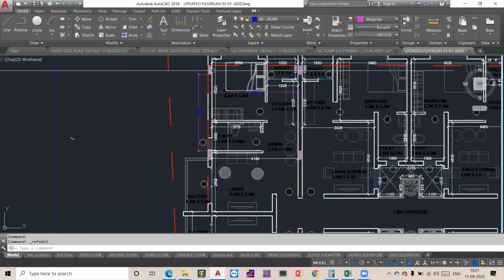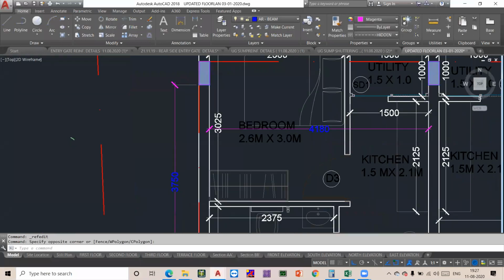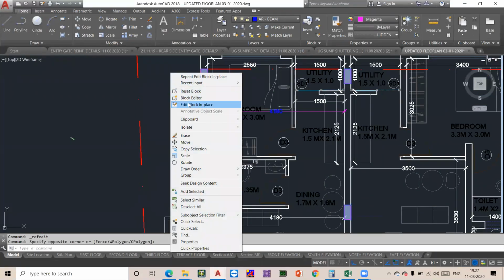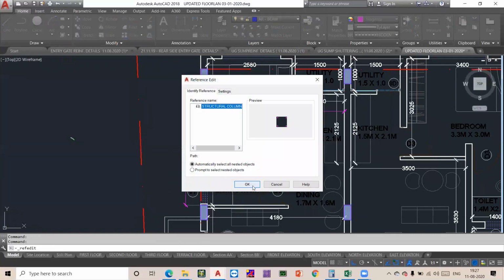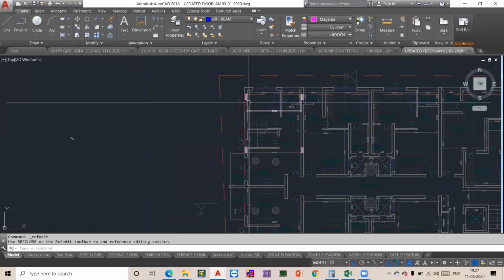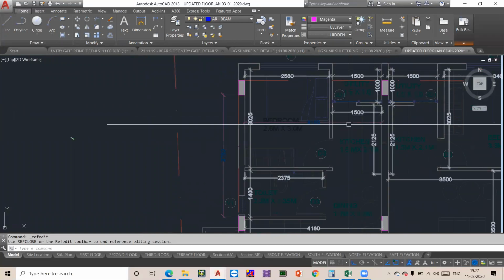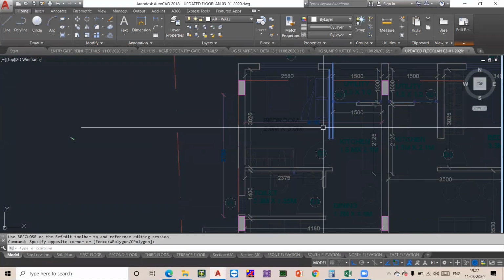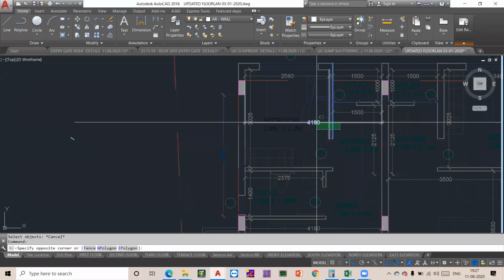see, now if you select this column and right click, you will get a dialog called edit block in place, structural column block. If you are moving inside that block, you can only edit these columns. No other elements will get edited. See, I am trying to move, I am trying to delete, nothing is happening.